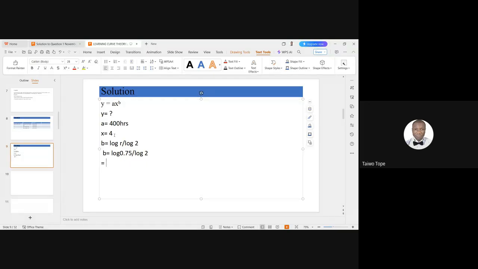If you don't have a calculator at this point, I don't think you are doing yourself any good. So log 0.75 will give us what? Minus 0.124. All right. Somebody is in church here.